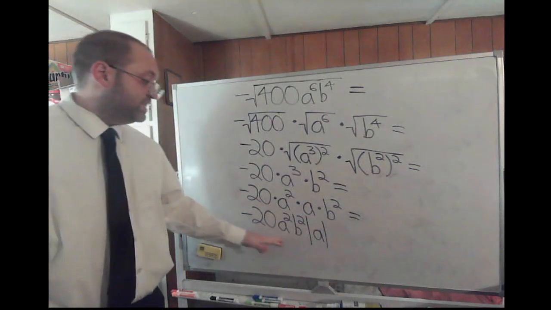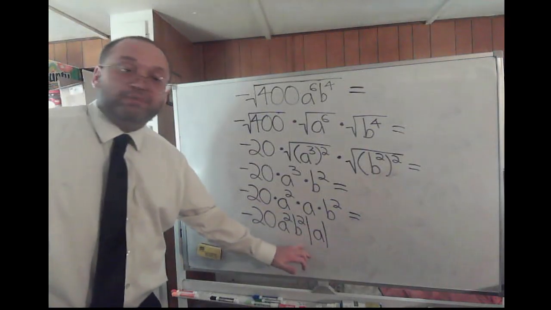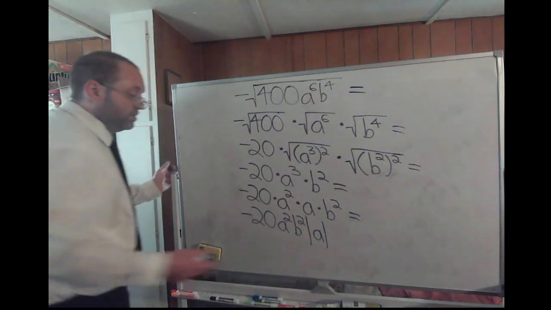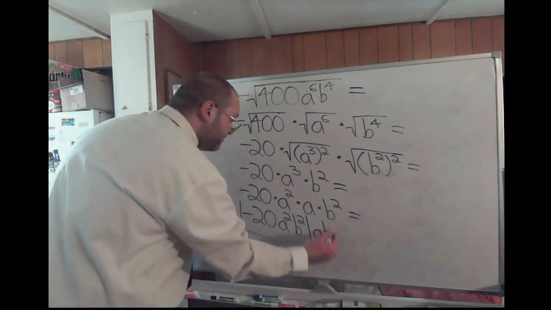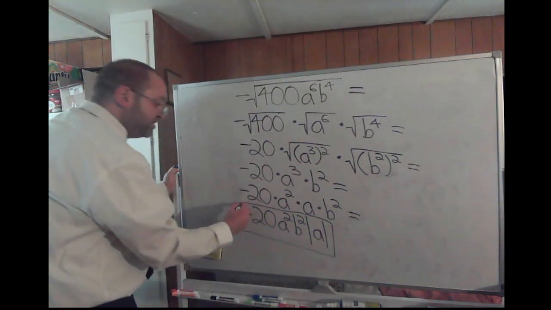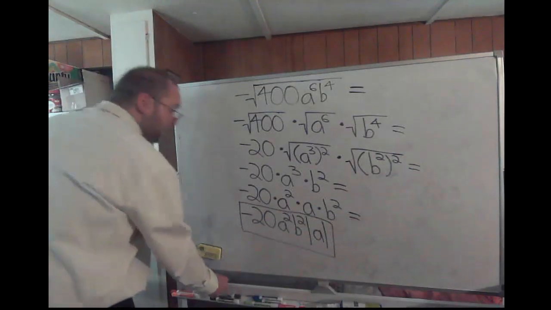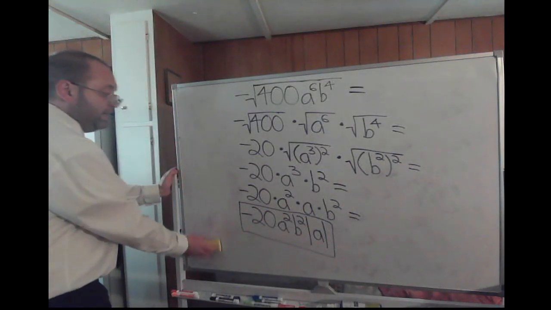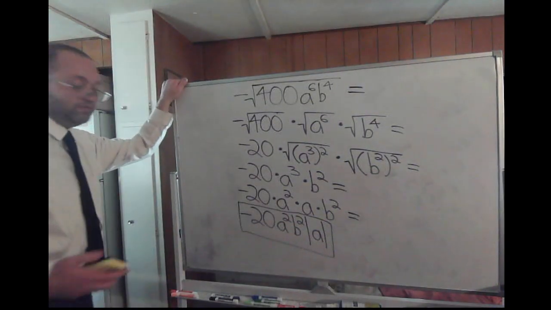Now this ensures that no matter what number I put in for a, my answer is always going to be negative. So now with the absolute value in place, I could even put in a negative number for a and I'll still get a negative number as my answer. So that's why it works that way. So negative 20 a to the 2nd, b to the 2nd times the absolute value of a.